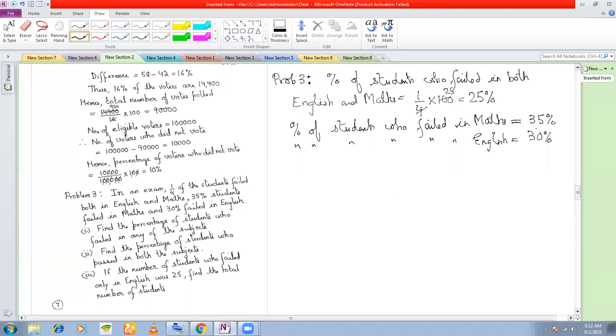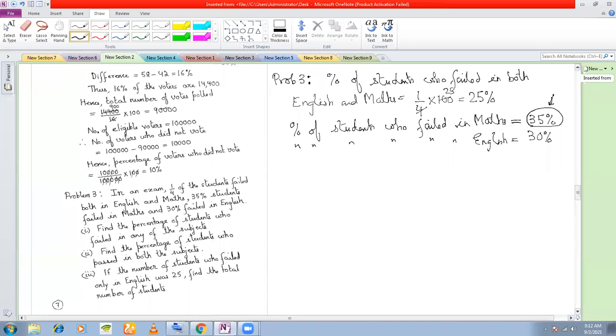That means the percentage of students who have failed in maths is 35%. This 35% may include those who have passed in English and those who have failed in English also, right? So 35% who failed in math does not mean they have failed in maths only. They may have passed in English or they may have failed in English also.